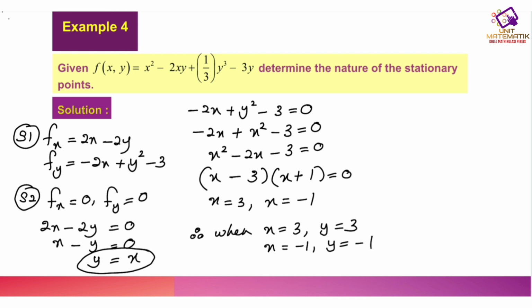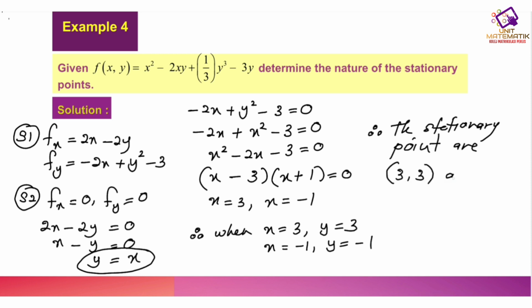We write the conclusion. Therefore, the stationary points are (3, 3) and (-1, -1).